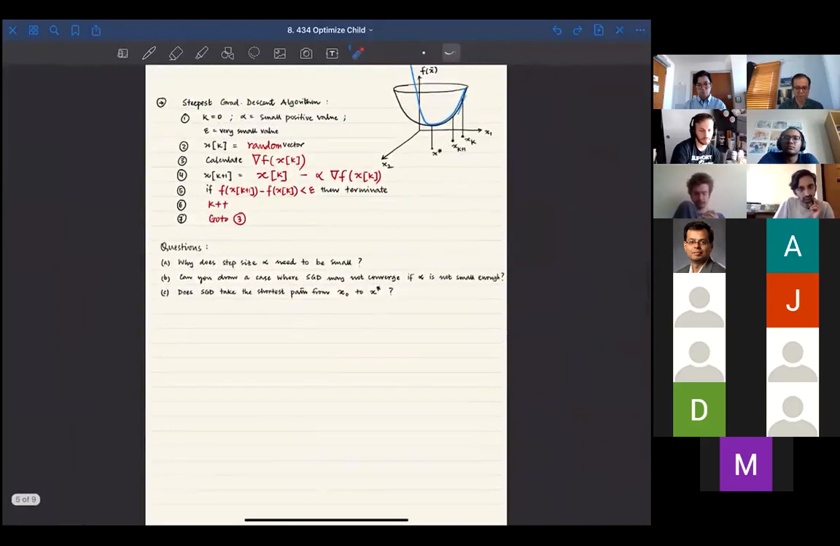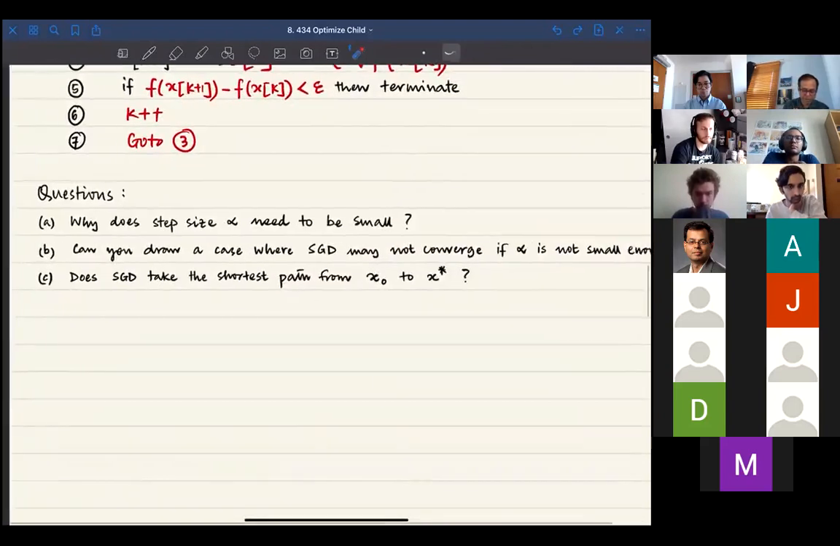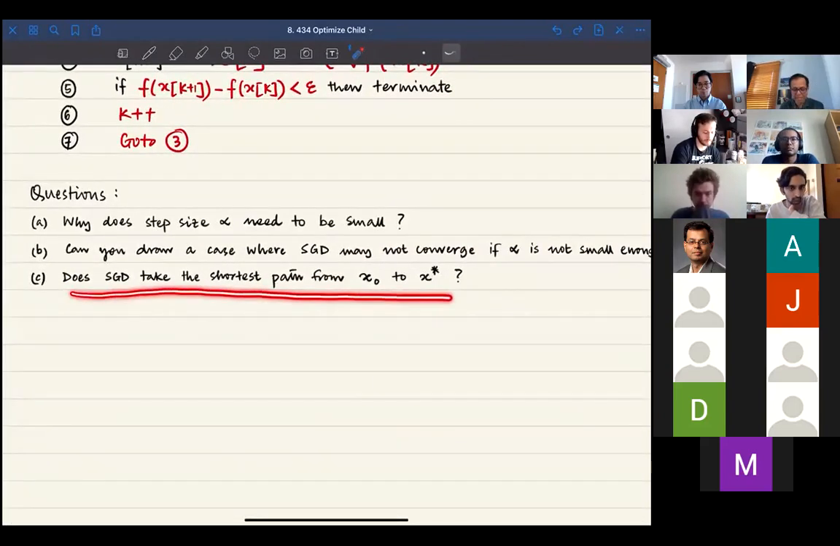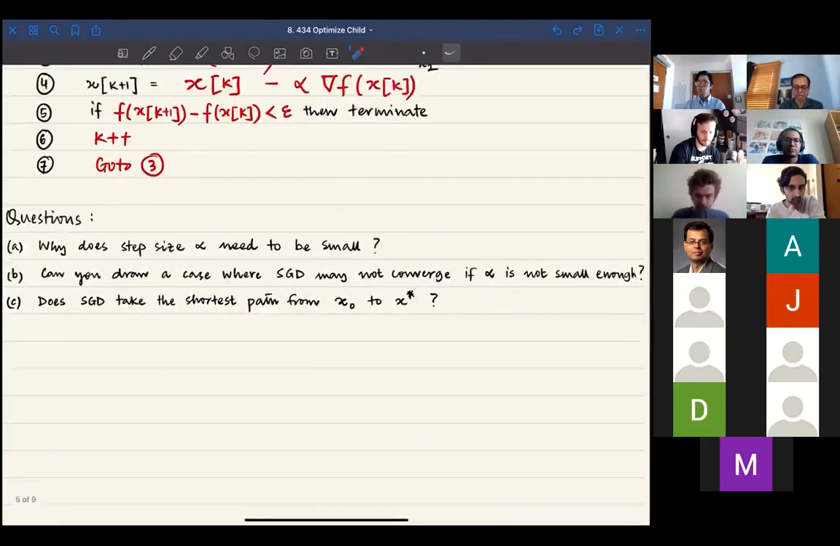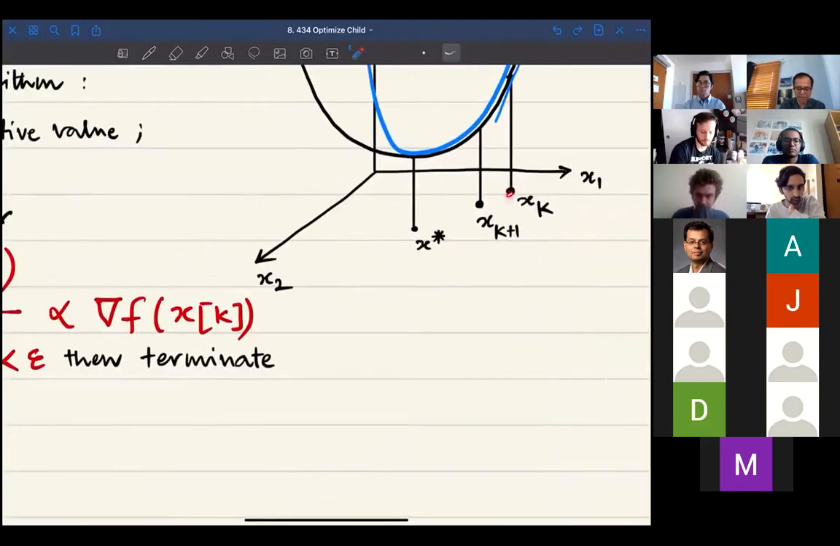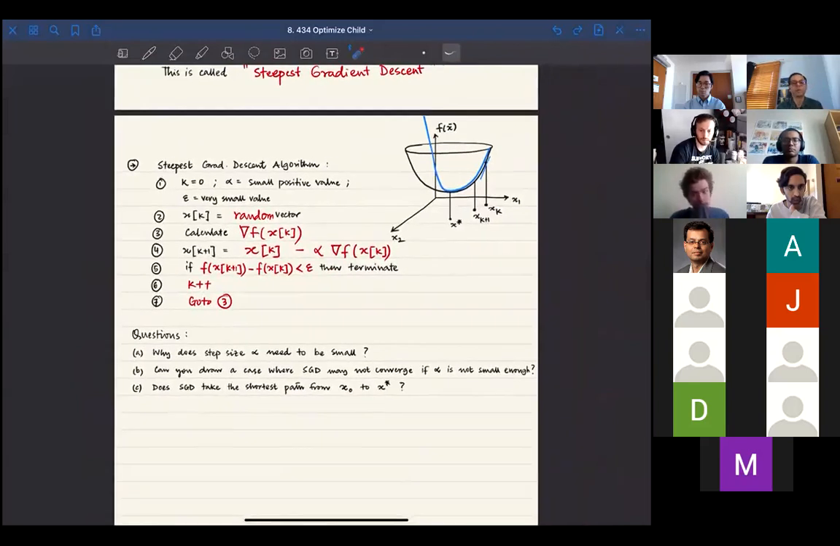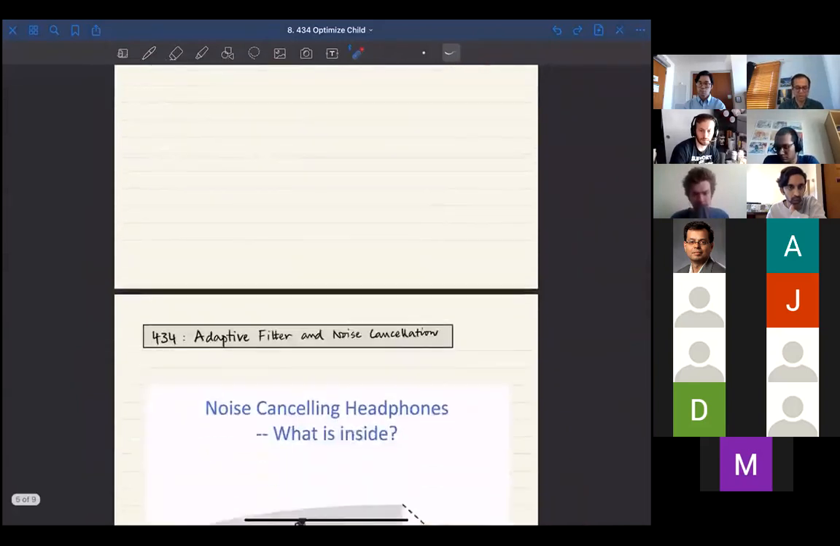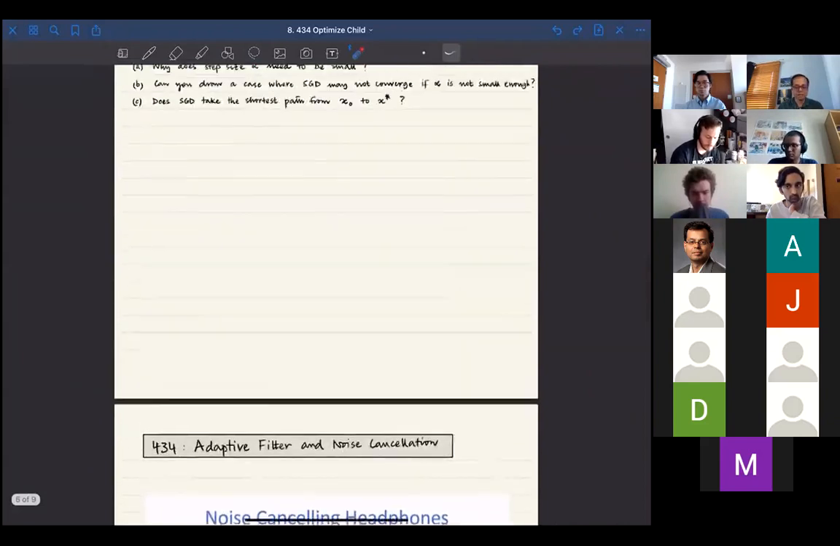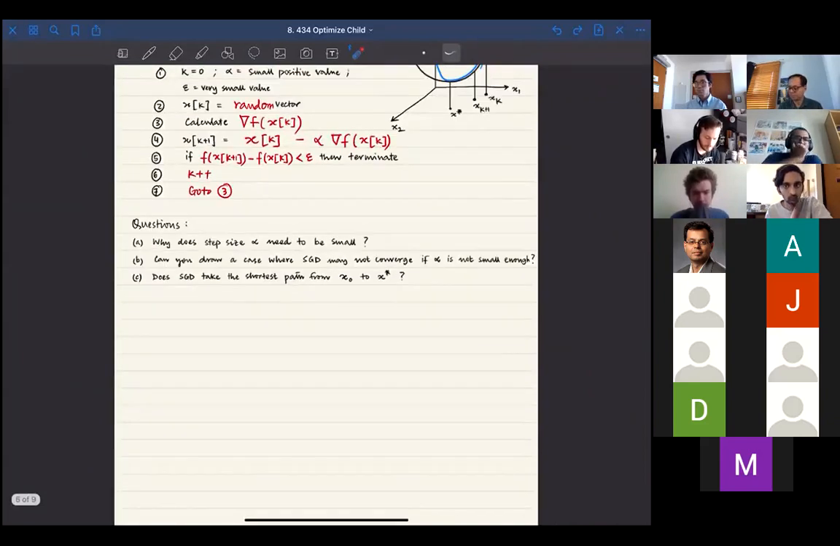Very good. Okay. So that's all we are going to talk about. And I want you to think about this question. Does steepest gradient descent take the shortest path from x0 to x star? Meaning, does it start at x0 and come to x star like this? Something for you to think about at home. Okay. Any questions thus far? Oh, we are running late.